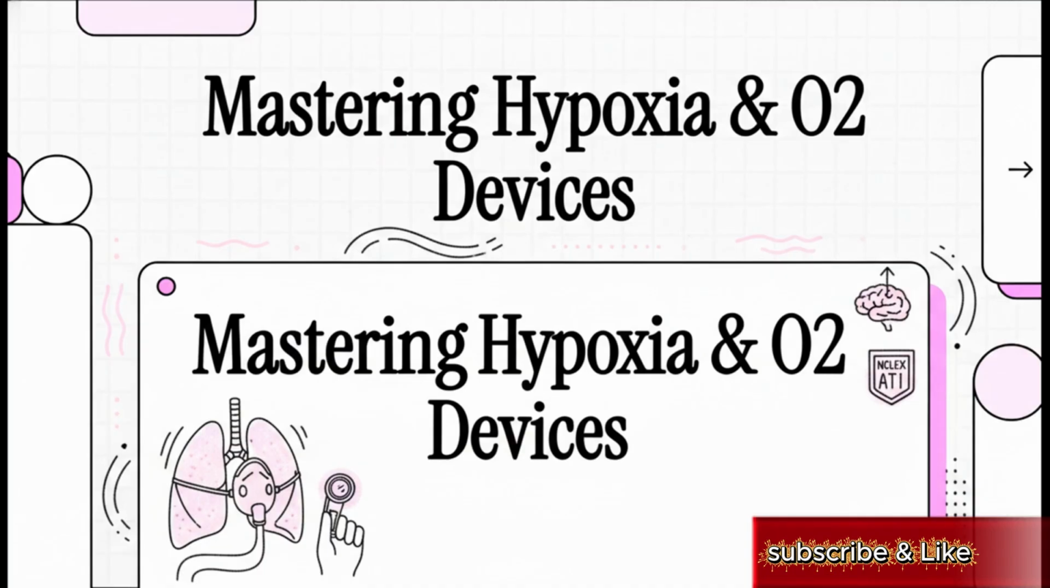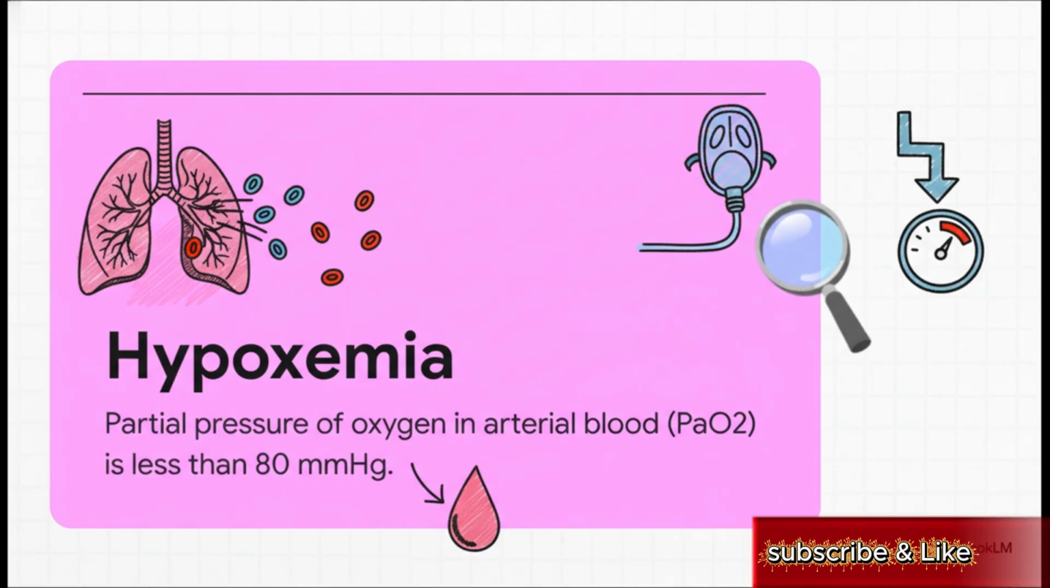Let's dive in. So, before we can fix the problem, we've got to understand it. And it all starts right here with hypoxemia. It's just a clinical way of saying there's not enough oxygen in the arterial blood. Now, for your exams, you absolutely have to know this number: a PO2 of less than 80. PO2, of course, is the partial pressure of oxygen in that arterial blood, and it's a huge indicator of how well your patient is oxygenating. When it dips below 80, that's when the alarm bells really should be going off in your head.